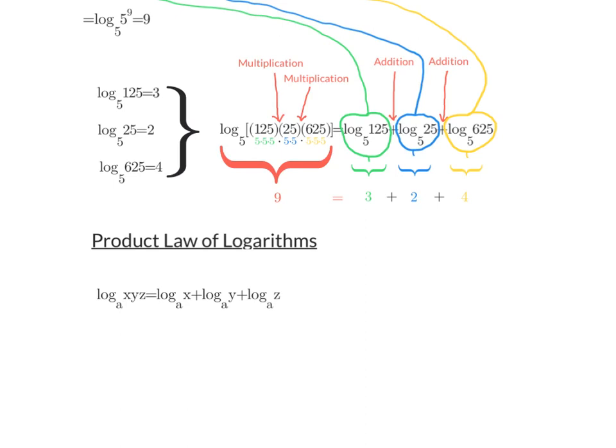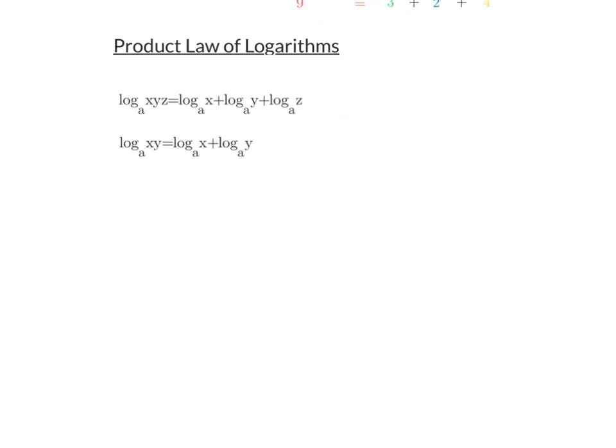I believe in any textbook it will just stick to 2. It'll just say the logarithm of any base of 2 values multiplied by each other is the log of the first one to that base plus the log of the second one to that base. But you could go on, you could do 3, 4, 5, whatever you need.